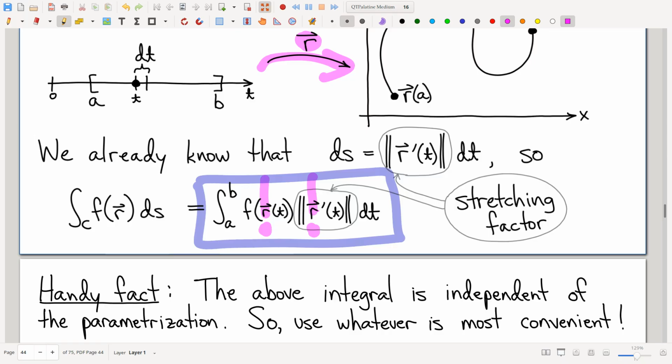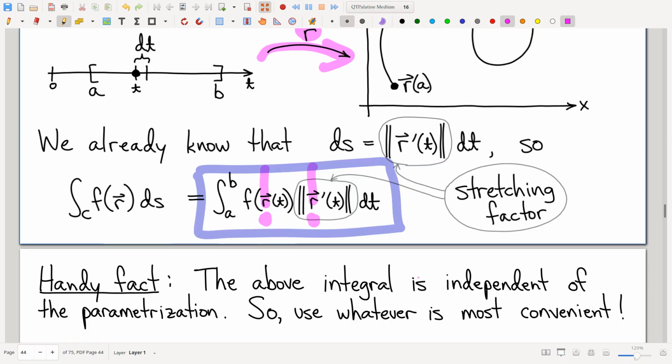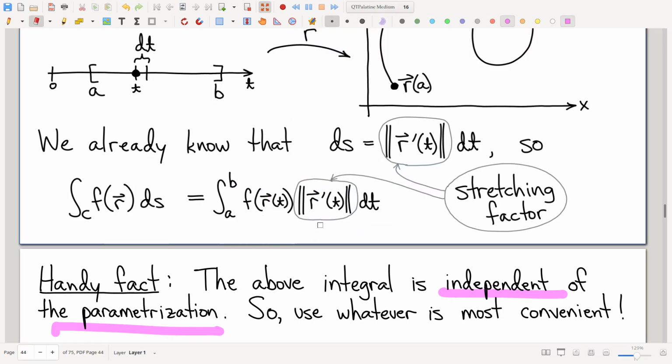And neat fact, it does not. This integral is independent of the parameterization. Pick any parameterization you like. It's got to be appropriately regular. You don't want to get into problems with differentiability issues and stuff like that. But if you pick any reasonable parameterization, go crazy. Knock yourself out. Whatever's most convenient for you, it's all good. We'll always get you the same answer. Okay, all right. So that said, we've got that worry addressed. And now let's do some plugging and chugging.